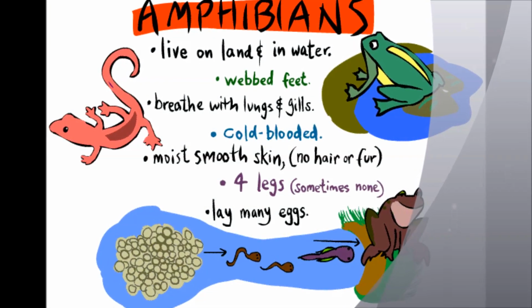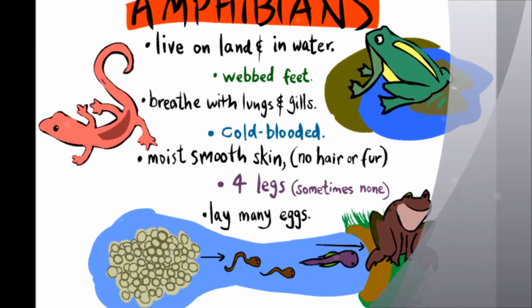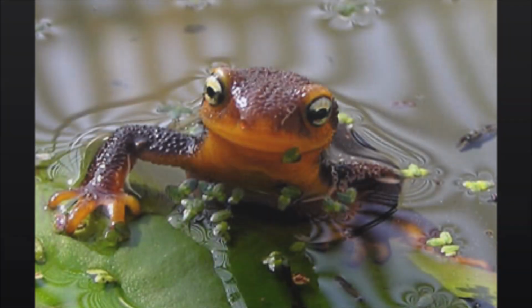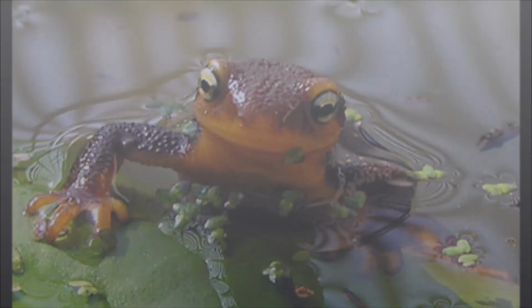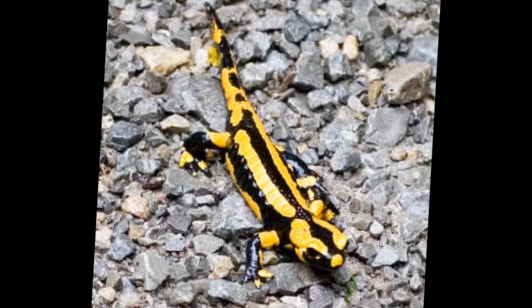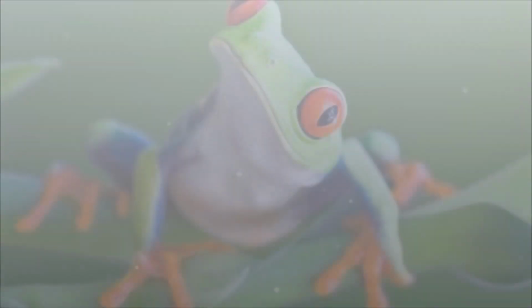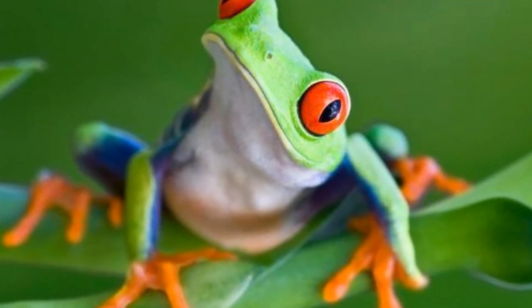Amphibians live on land and in water, meaning they breathe both with gills and with lungs. They have webbed feet and have moist, smooth skin with no hair or fur. They usually develop 4 legs by adulthood, but sometimes they don't grow any legs.